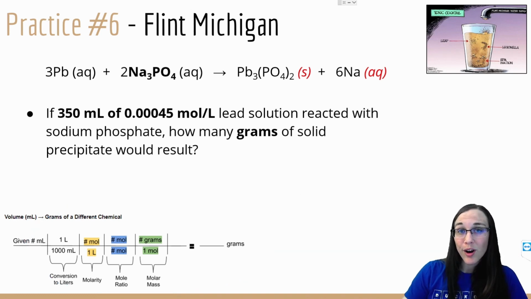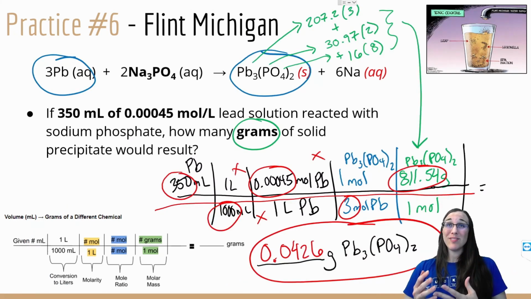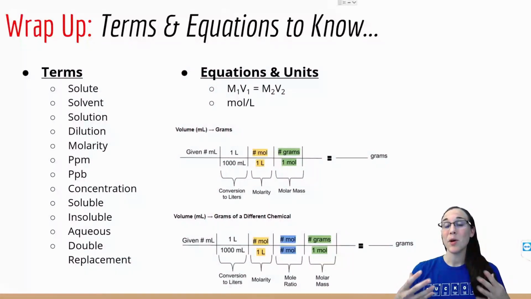Let's check your work. So as you can see, if we would have taken 350 milliliters of 0.00045 molar lead solution and reacted it with our sodium phosphate, we would have yielded 0.0426 grams of lead phosphate as a precipitate dropping out of the solution, meaning that the Flint, Michigan residents wouldn't be drinking it in their solution. In this lesson, we practiced the different layouts of stoichiometry using concentrations and molarities.